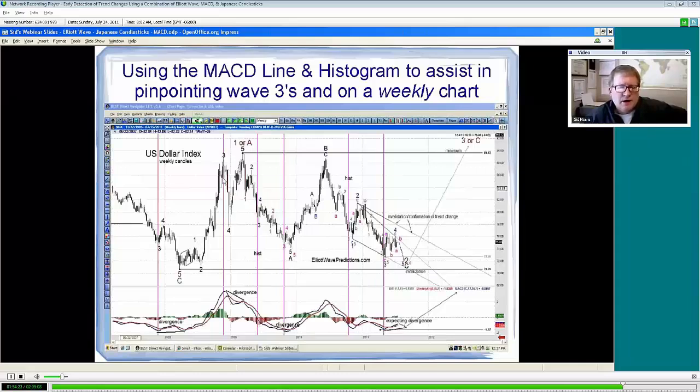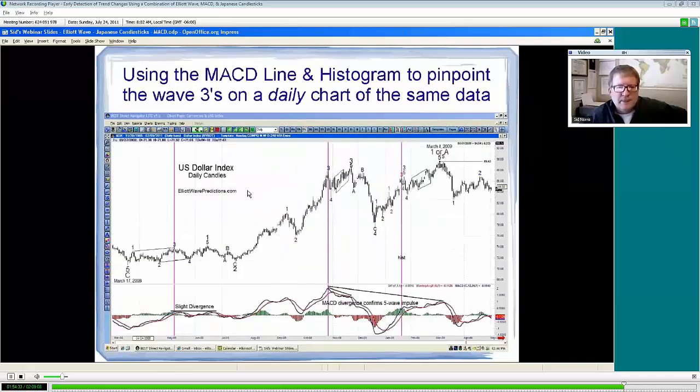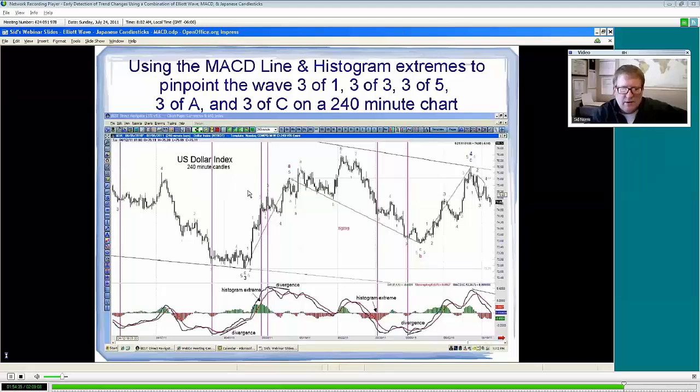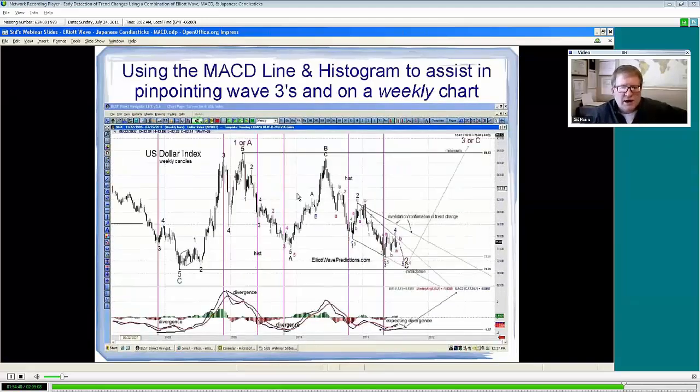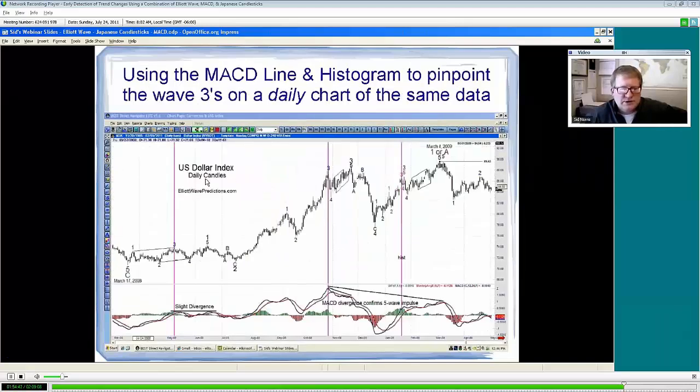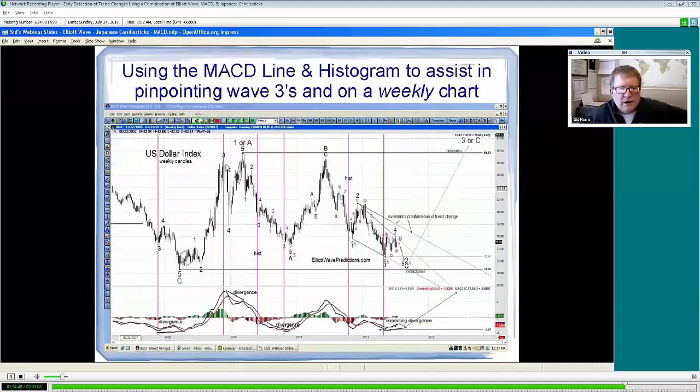So this is showing how the MACD, I already showed you how the MACD is pointing out the wave threes. The MACD, not only the MACD line, but the histogram itself. And that was on weekly candles. Then when we zoom in and look at daily candles, it's giving the MACD line. Notice back here on this high right here was nailing the black wave 3 on the weekly.